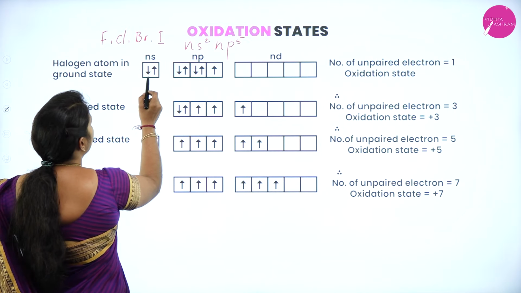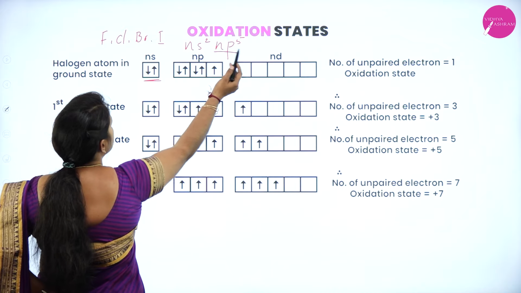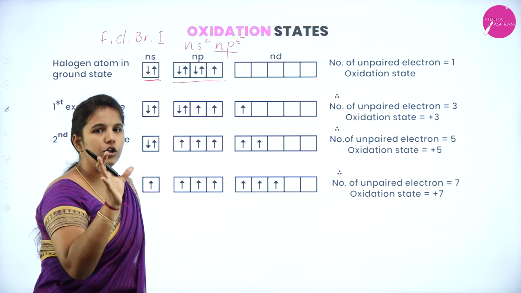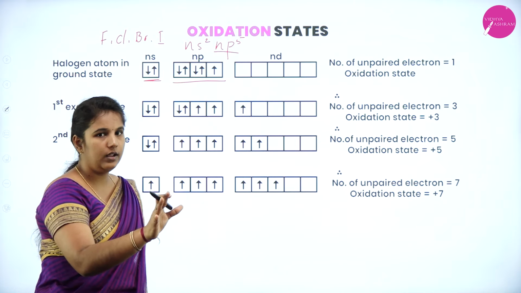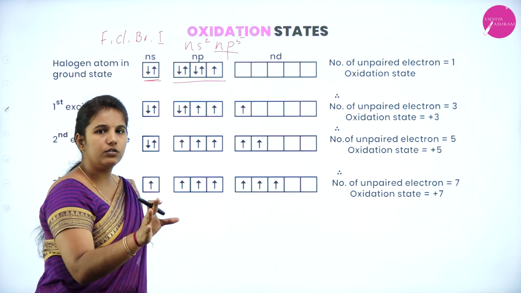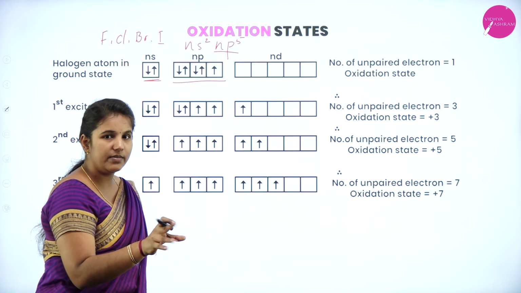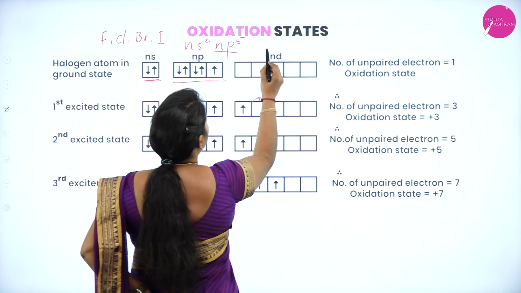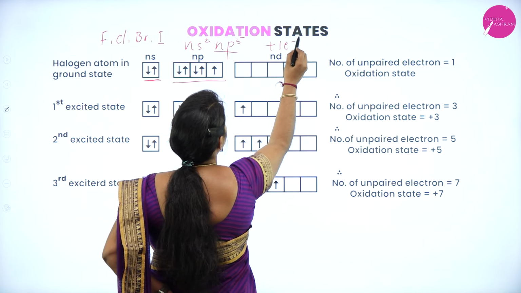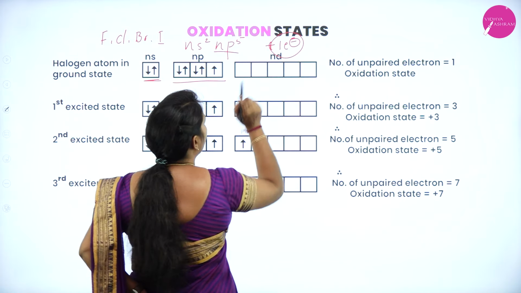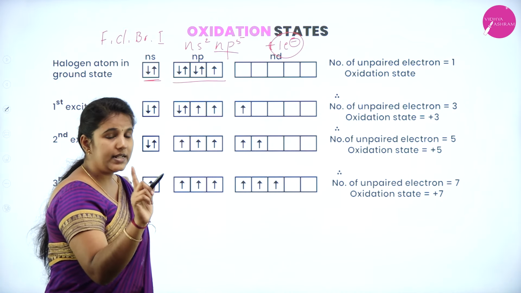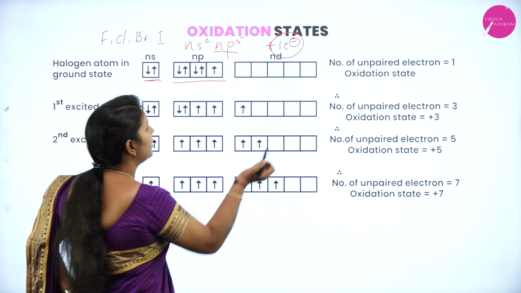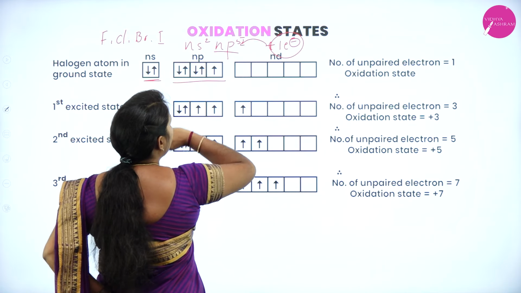So in ns2 you can see that there are 2 electrons, whereas in np you can see that there are 5 electrons, and this is the general electronic configuration of its valence shell. Generally, this halogen group of elements, in order to get a stable electronic configuration, requires how many electrons? 1 electron it requires, right? So it requires 1 electron.